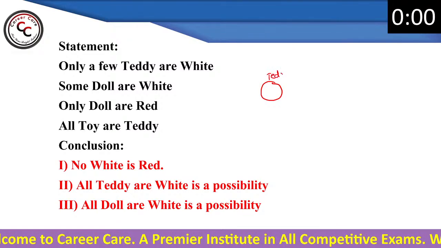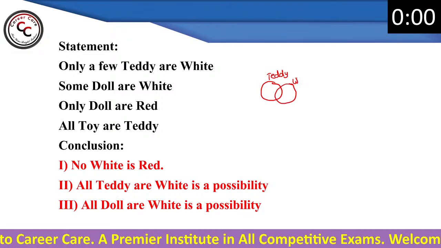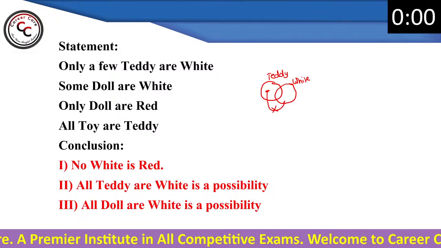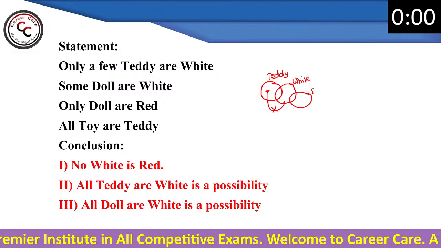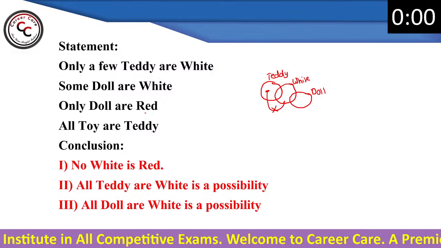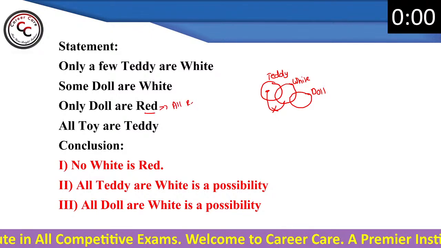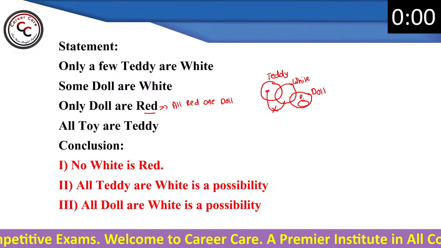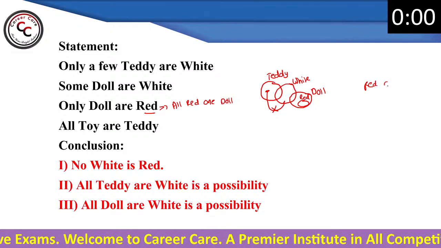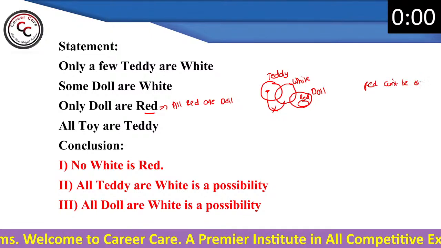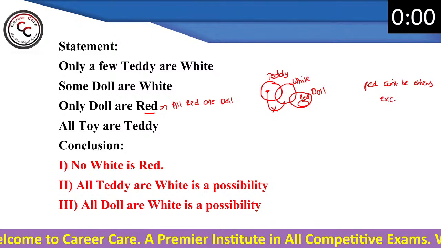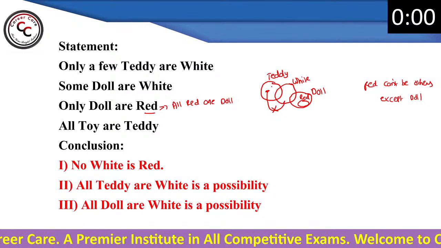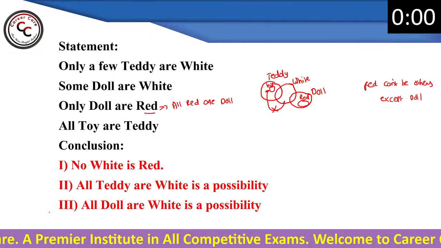Only a few teddy are white means some teddy are white, some teddy are not at all white. Some doll are white. Some doll are white, some white or doll, both are same. Only doll are red. Make sure that all red are doll. And keep in mind that red can't be others except doll. All toy are teddy. So toy you can put inside teddy.